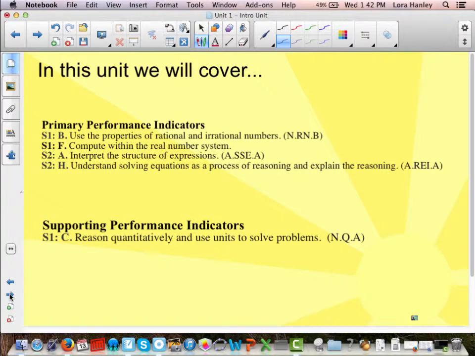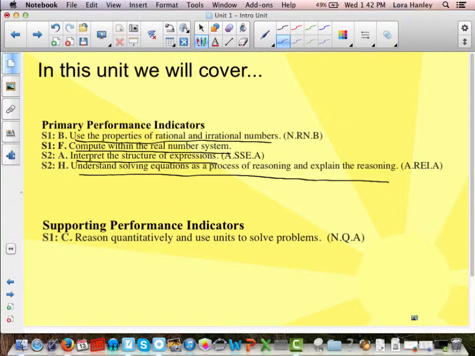Alright, and the performance indicators that you will be graded on are use the properties of rational and irrational numbers, compute within the real number system, interpret the structure of expressions, and understand solving equations as a process of reasoning, and being able to explain that reasoning. As I said, we're going to work mostly with expressions, not equations yet, but we will get that. Also, we will be using reasoning quantitatively and using units to solve problems. That's very important.